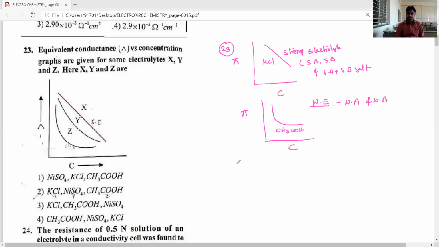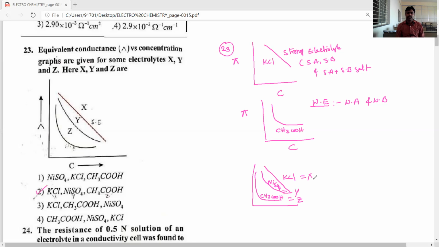CH3COOH. Now observe that in the graph, one is a strong electrolyte, a straight line that gradually decreases. The second one is a medium, not a completely weak electrolyte. The third one is a completely weak electrolyte. The weak electrolyte is acetic acid, CH3COOH. The strong electrolyte is KCl. So let it be X and Z. X is equal to KCl and Z is equal to acetic acid. So like the option present in the second, obviously the middle one is nickel sulfate, NiSO4. That is why.